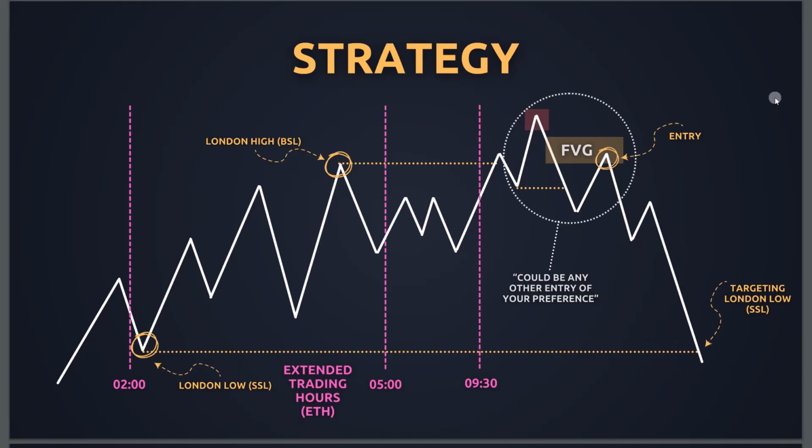So it's a very easy model. We are just focusing on some specific times and liquidity. When taken, we look for any type of entry in the other direction.